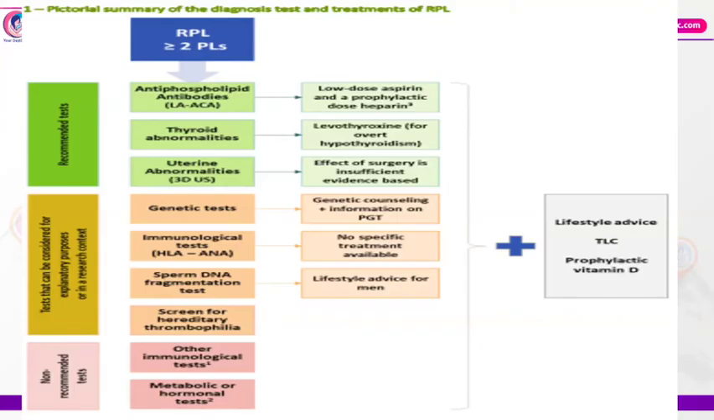Screening for hereditary thrombophilia, other immunological tests, non-immunological tests, and the metabolic and hormonal tests are not recommended by the ESHRE guideline. So lifestyle modification, and we have to give prophylactic vitamin D for these women.